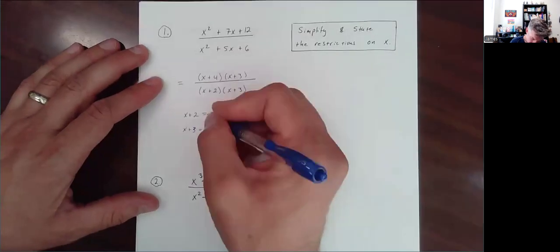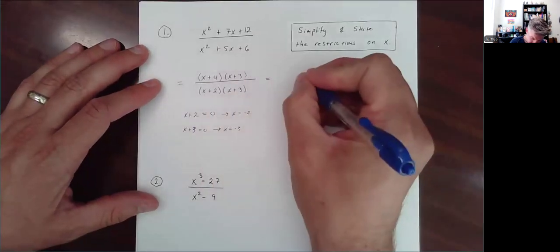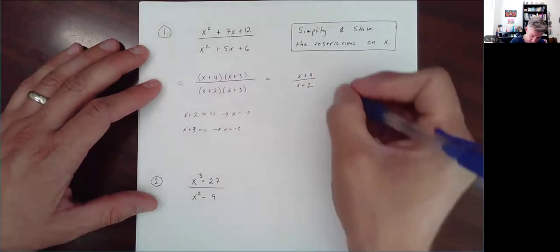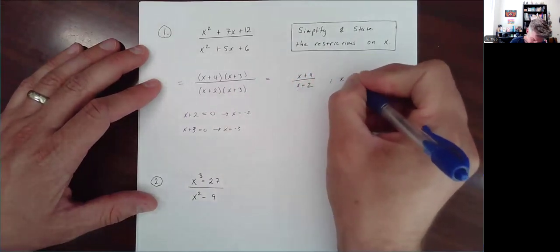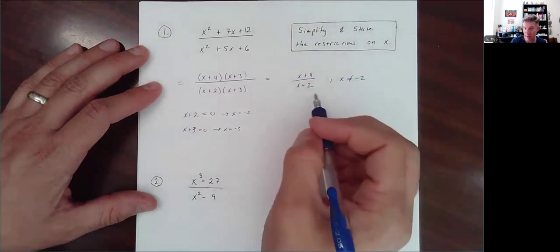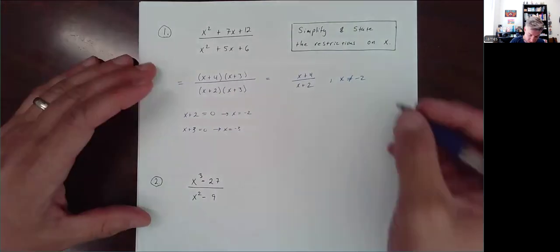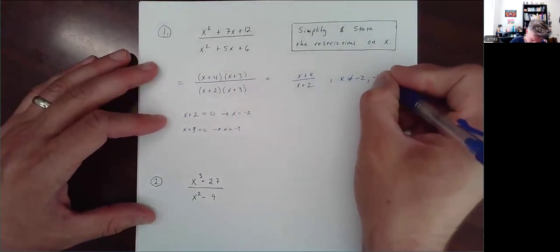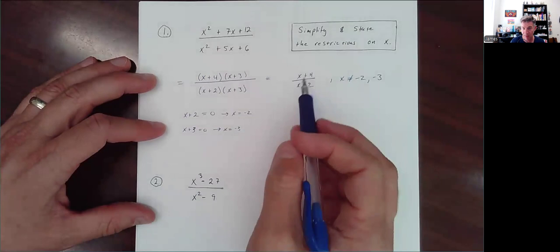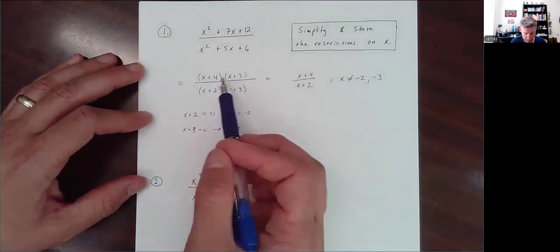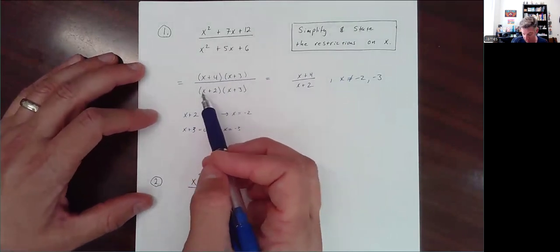So now I can see the x plus 3's cancel. So this is equal to x plus 4 over x plus 2. And then I'm going to say that x is not allowed to equal -2. That's still kind of obvious because if you plug in -2, you get 2 divided by 0, which is undefined. But we also can't let x equal -3 because even though it's fine here, it wasn't fine in the original expression. If you plug in -3 here, you get 1 times 0 over -1 times 0.